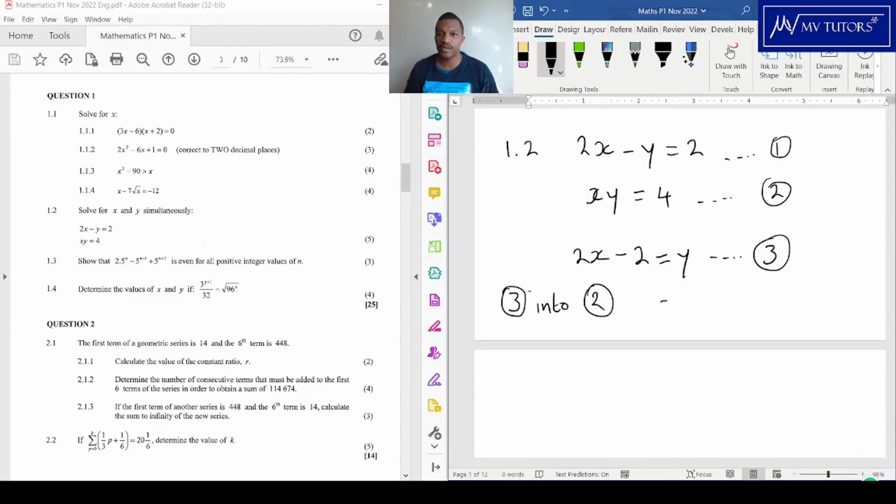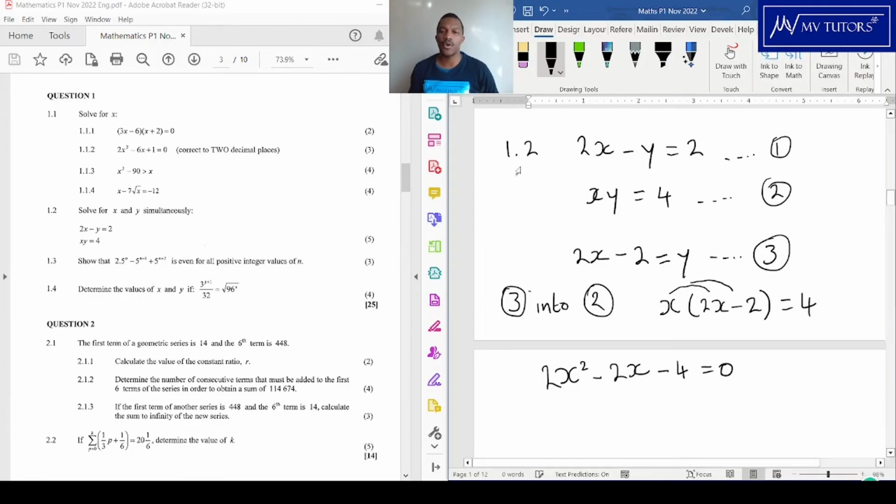So how does that look? We have an x, and where we have a y, we'll substitute 2x minus 2, right? Is equals to 4. Now we got to solve that one. X times that gives us 2x squared. X times minus 2 gives us minus 2x. And we got that 4. I just want to bring it this side. It becomes minus 4 is equals to 0.